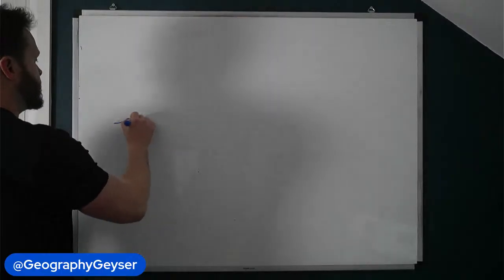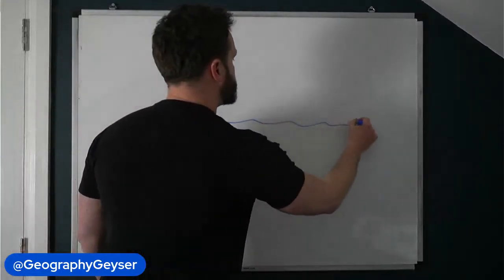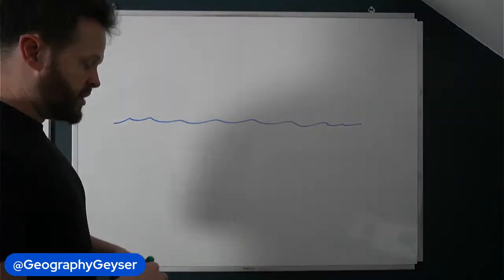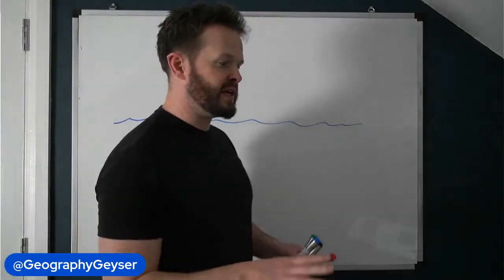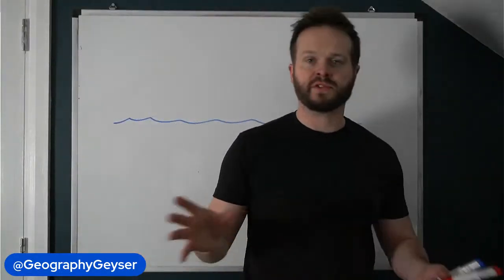So the basics of El Nino. You know that El Nino has to take place in the tropical South Pacific.